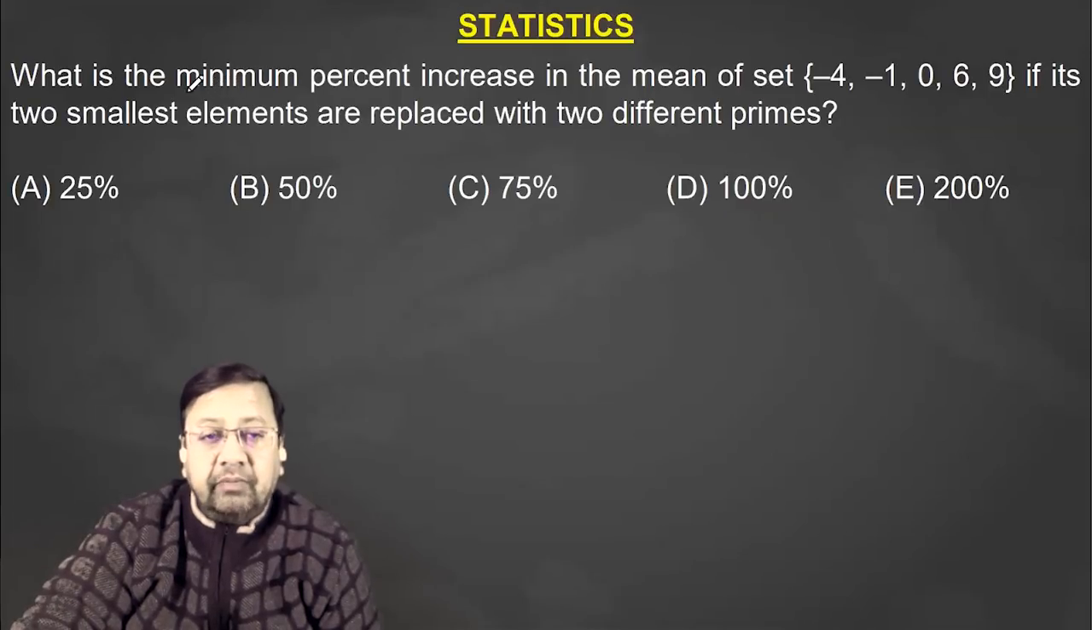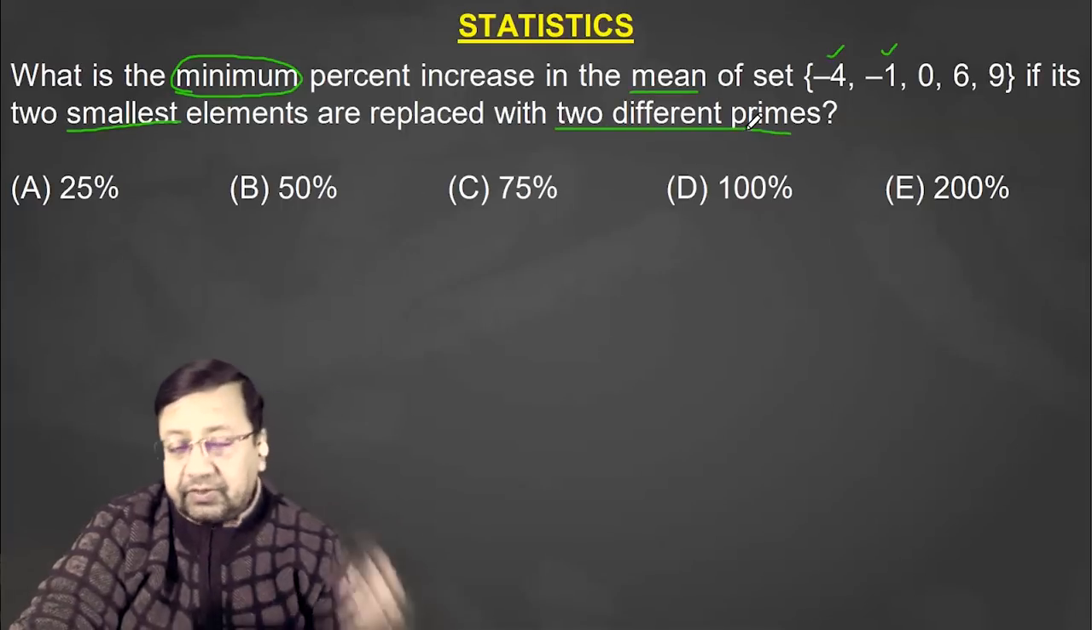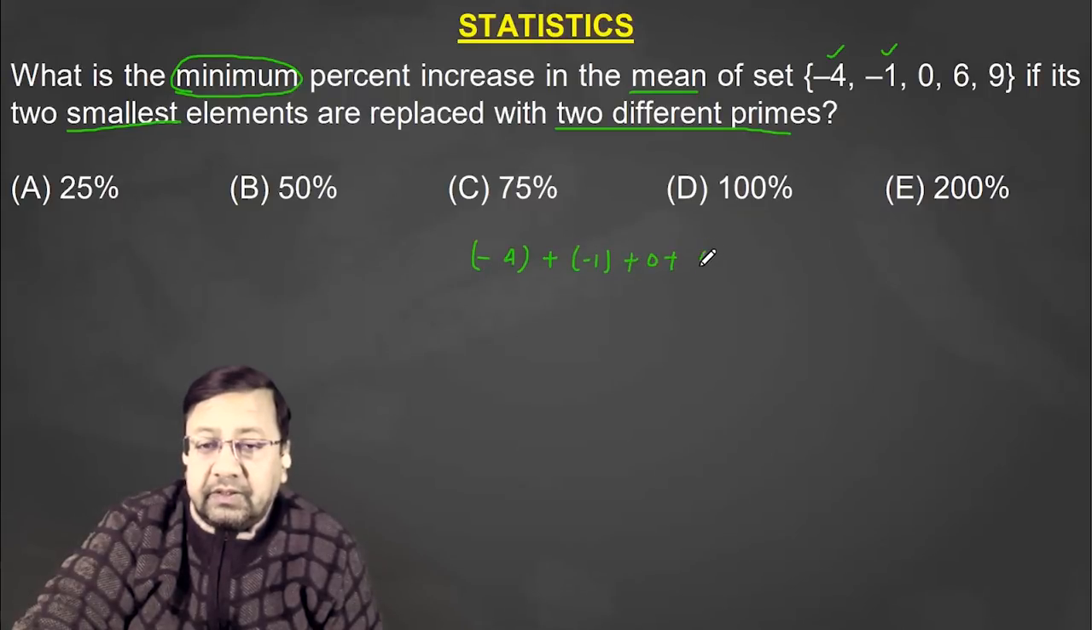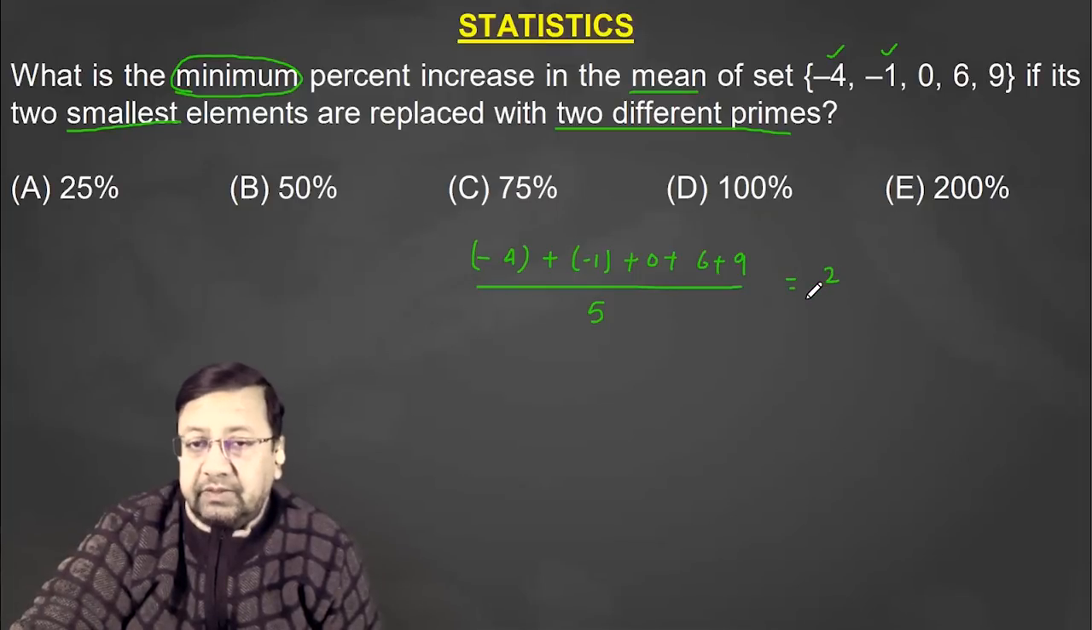So this asks what is the minimum percentage increase in the mean. Mean is what? Average, right? Mean of the set if its two smallest elements are replaced with two different primes. The two smallest elements are this and this, right? They are replaced with two different primes. So first I calculate the mean: minus 4 plus minus 1 plus 0 plus 6 plus 9. How many numbers are there? Divided by 5, right? That is 2. So this is the mean here.